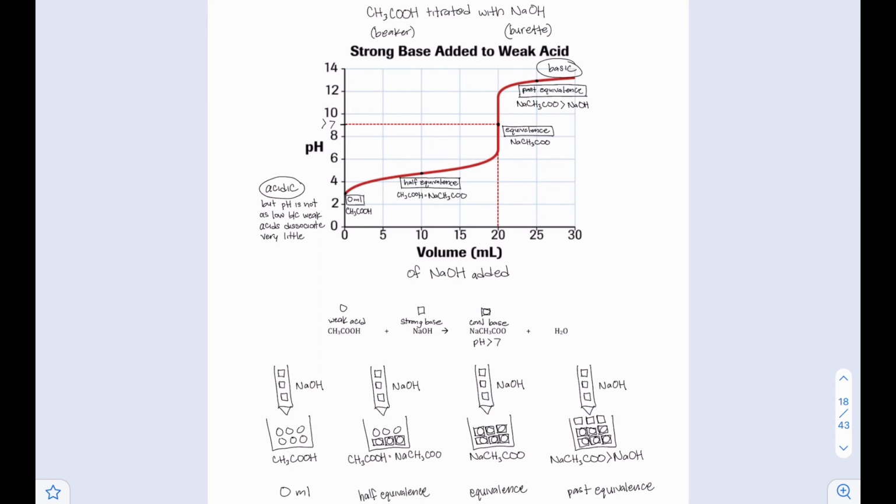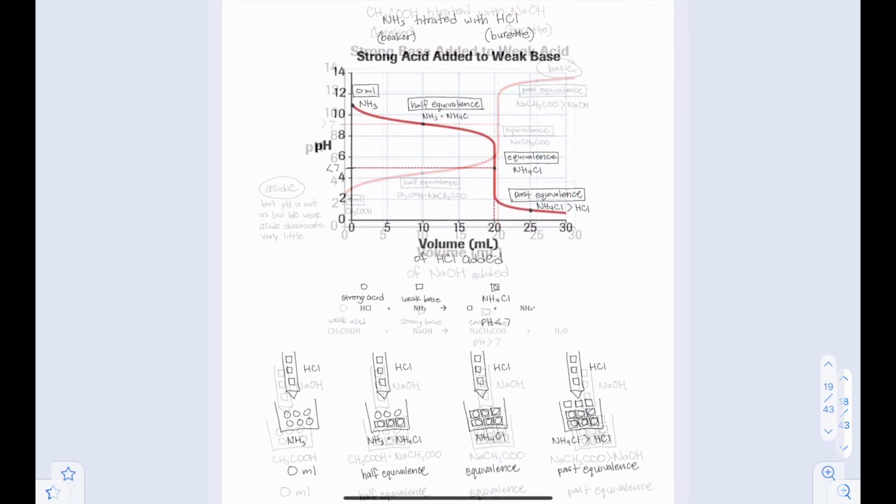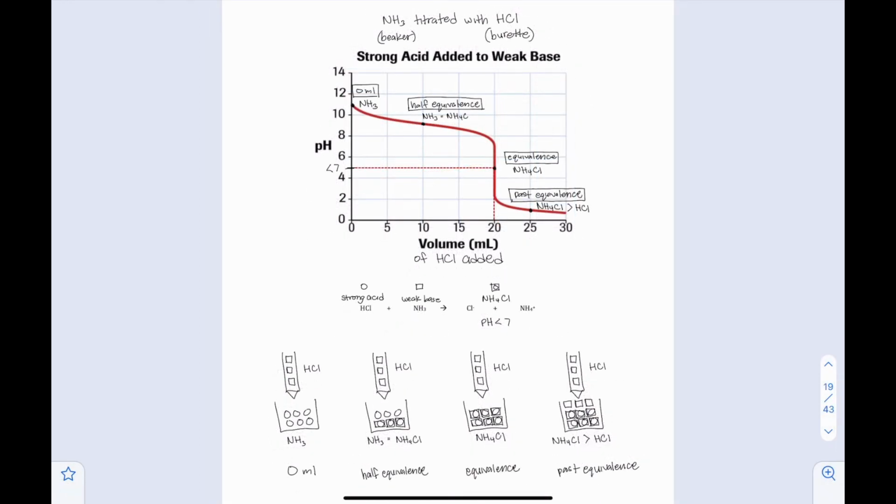Now let's look at another example of a base titrated with an acid. In this example, a weak base, NH3, is titrated with a strong acid, HCl. So this time the base is in the beaker and the acid is in the burette. If we look at our graph, it starts at a higher pH, but this should make sense because it's the pH of just the base in the beaker by itself before any of the acid has been added.